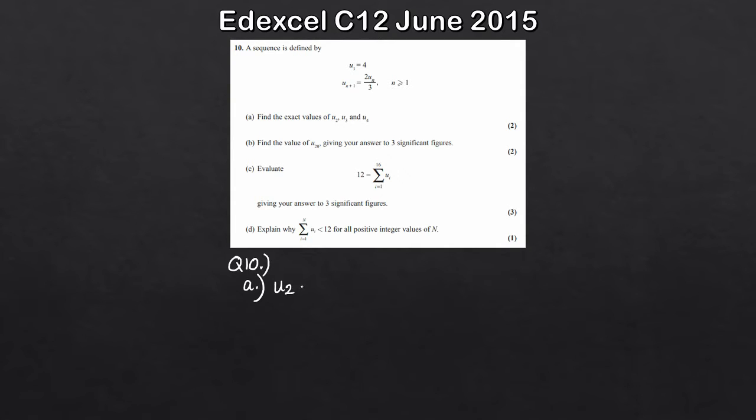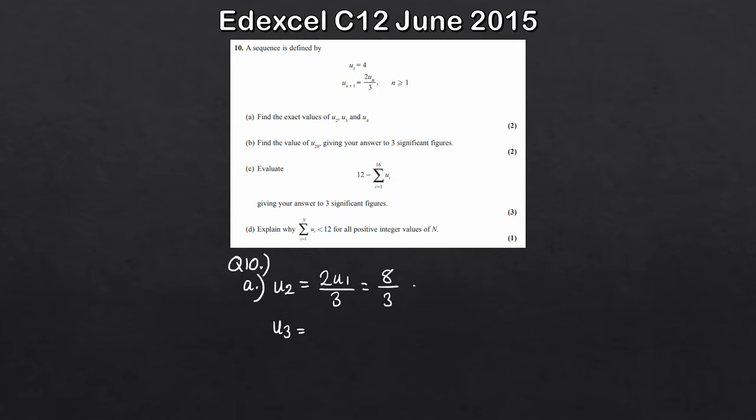So U2, well, that's going to be 2 lots of U1 divided by 3. And U1 is 4, so that's going to be 2 times 4, which is 8 divided by 3. Okay?